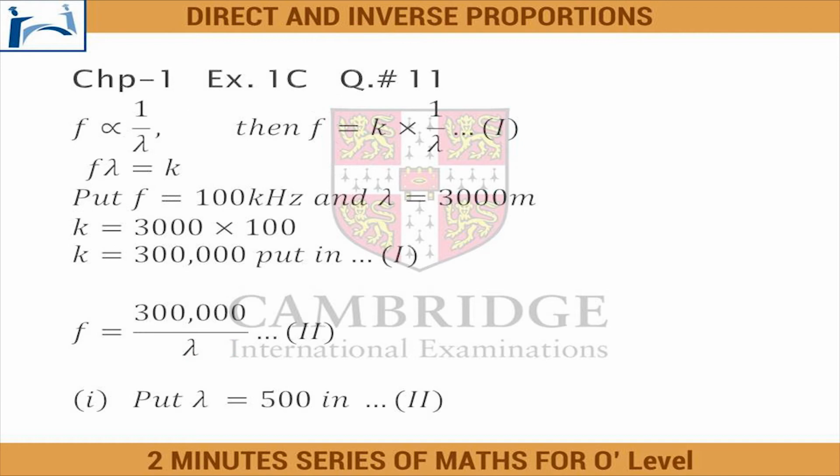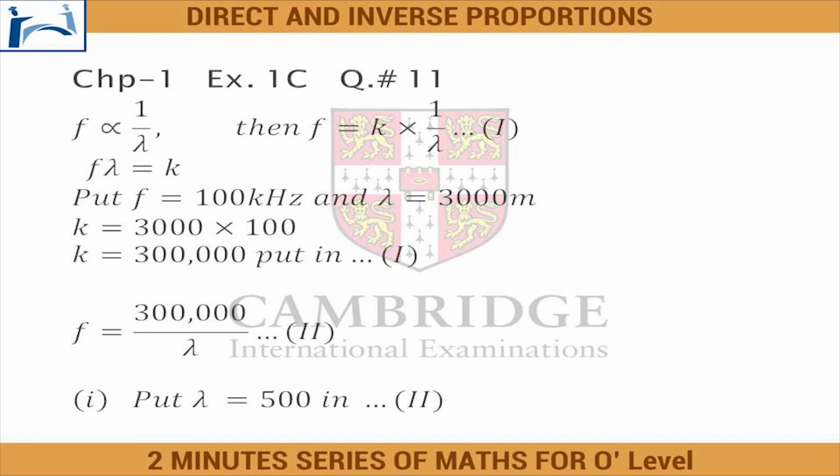In question 11, the frequency is inversely proportional to wavelength lambda. We apply f is proportional to 1 over lambda, then we write f equals k over lambda. We put f equals 100 kilohertz and lambda equals 3000 meters and k equals 300,000. We put in equation 1. We get equation 2, f equals 300,000 over lambda. This is our equation number 2.